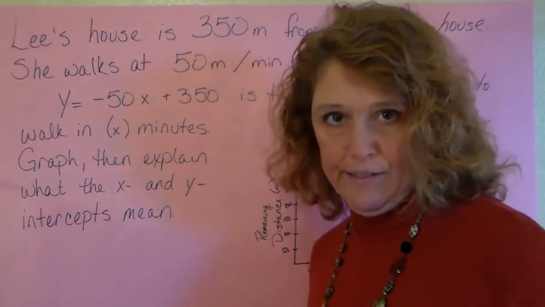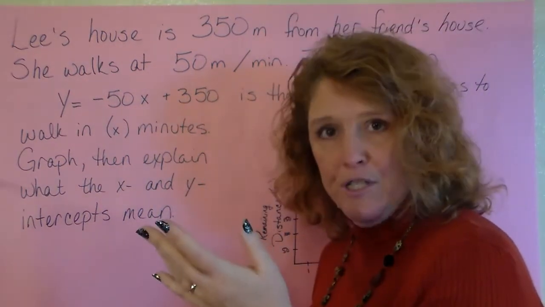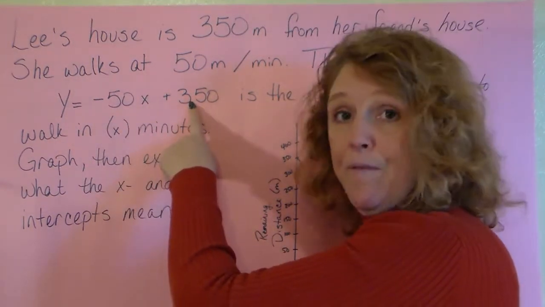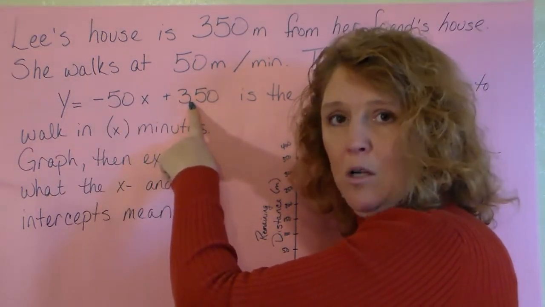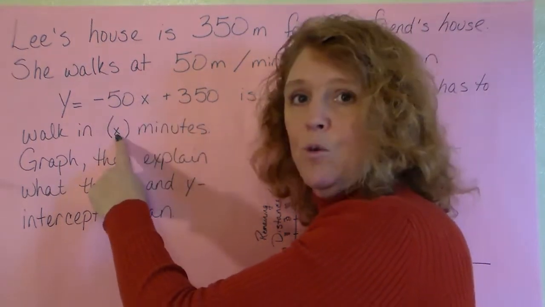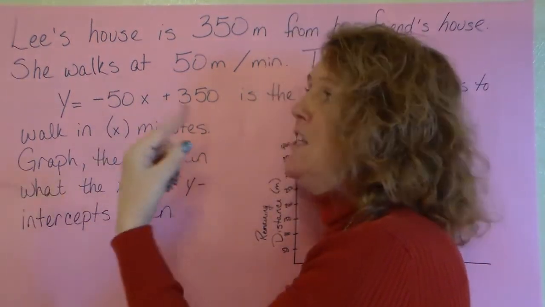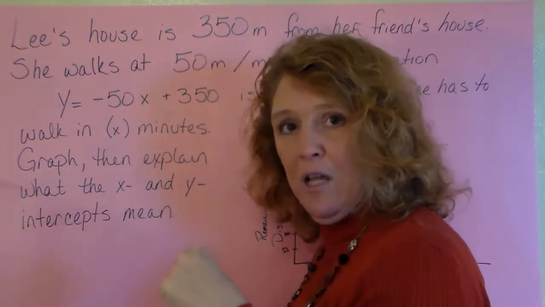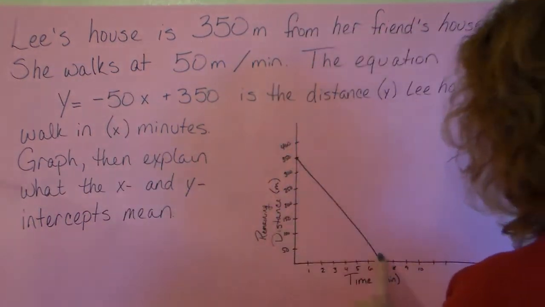So how do you graph this? You're going to start with a function table because you know your rule, negative 50x plus 350. So how far has she walked in 1 minute? When x equals 1, what is y? When x equals 2, what is y? When x equals 3, what is y? And now you can graph your line. And your line ends up doing this.